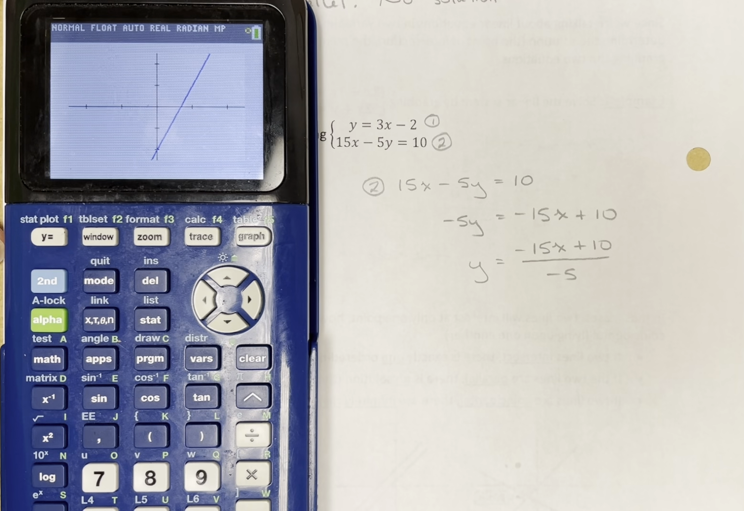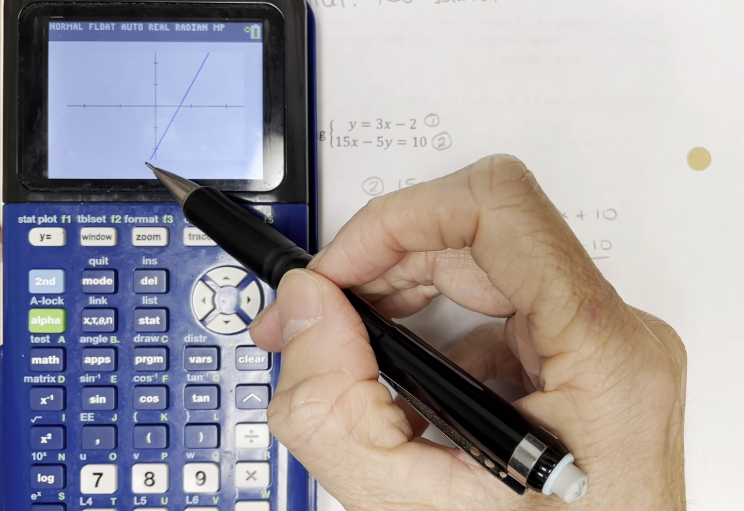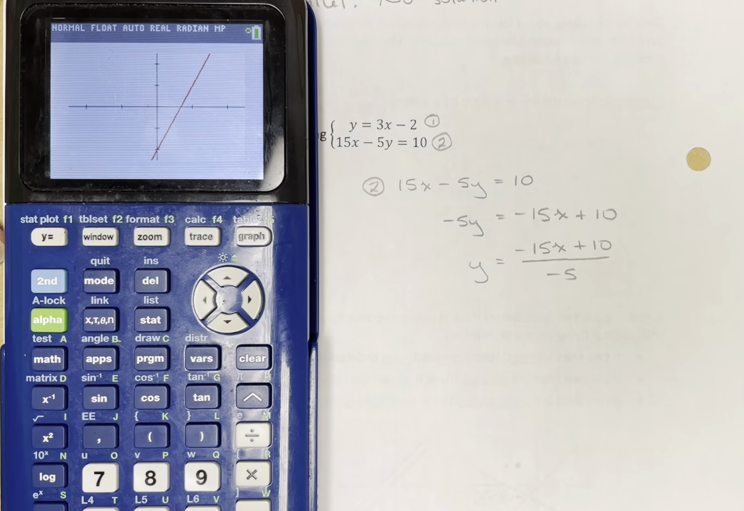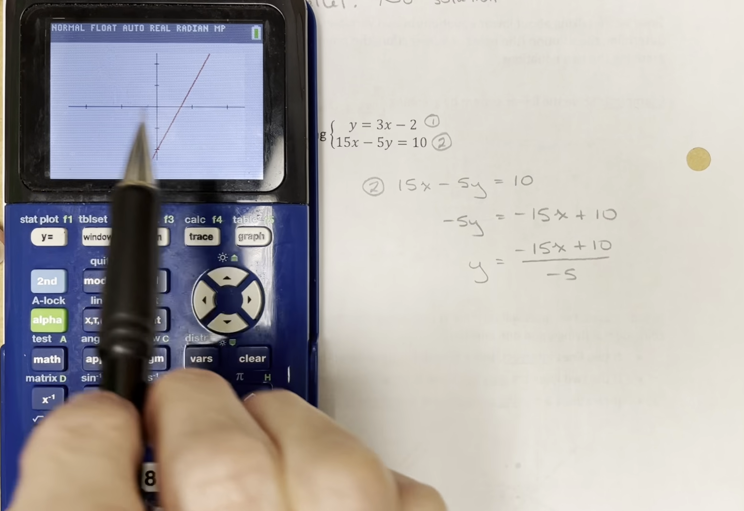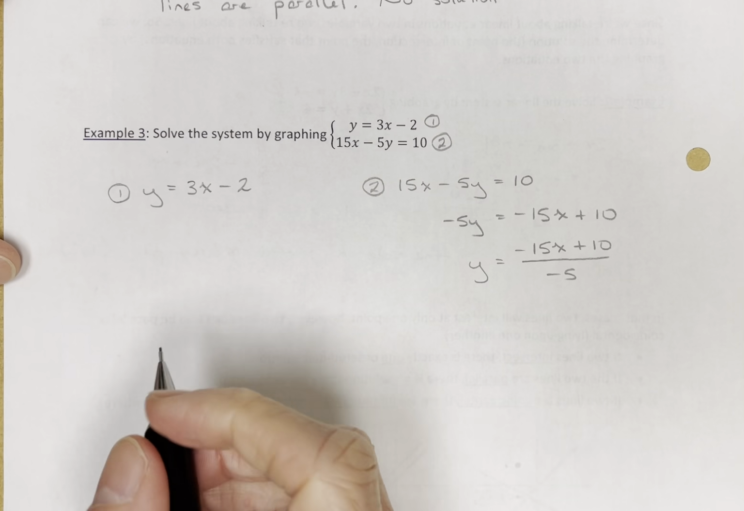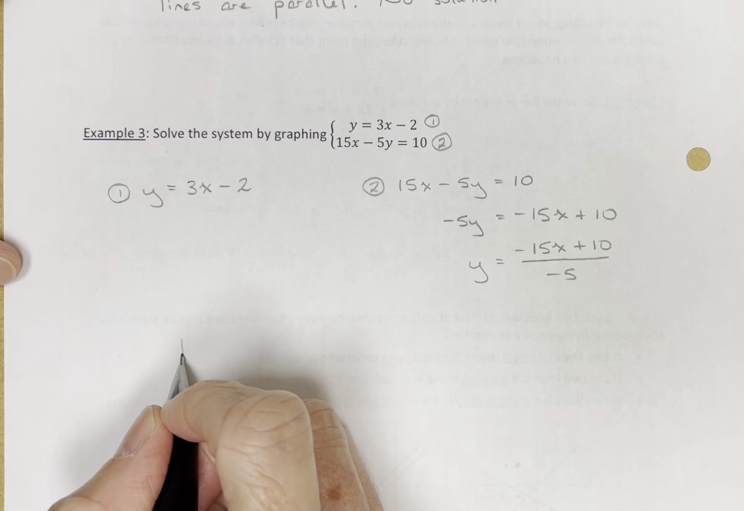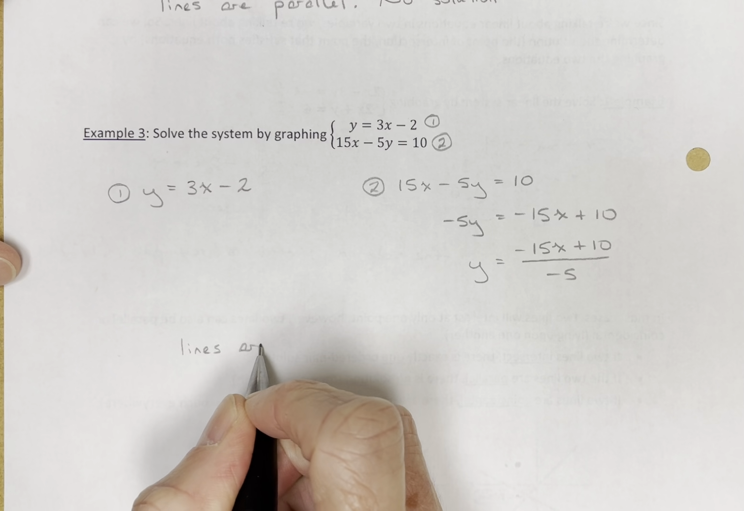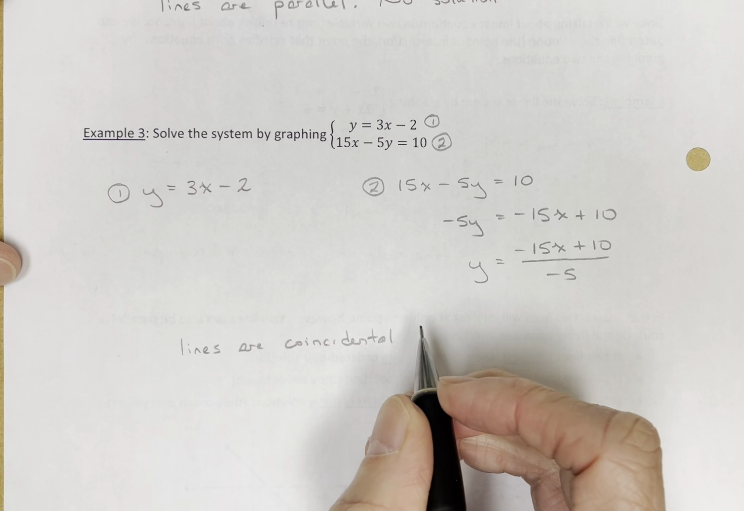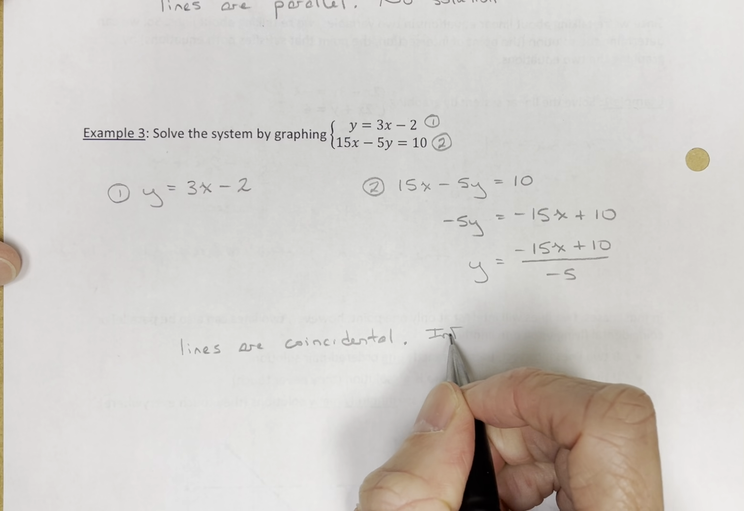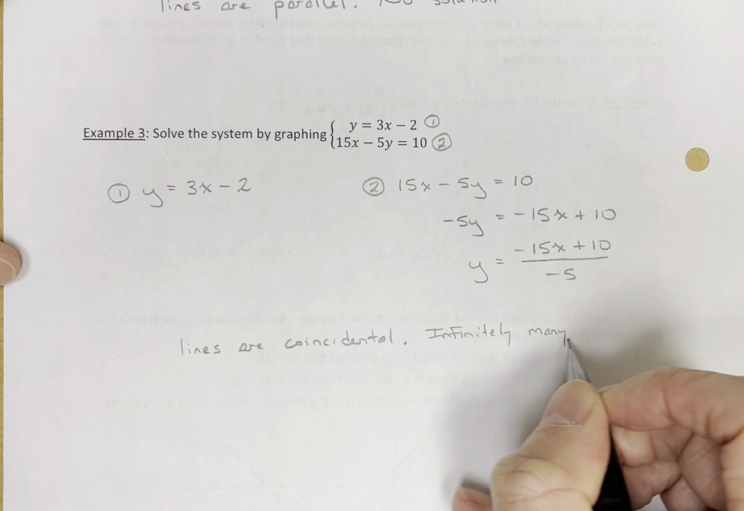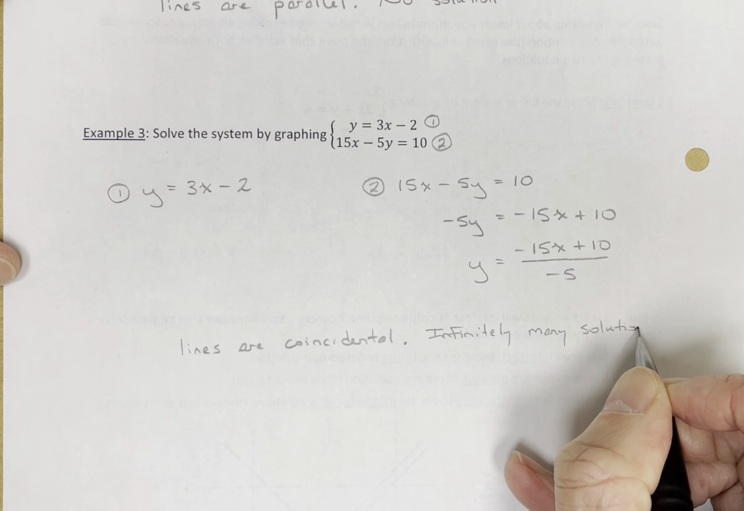Well, there's the first one. And the second one should come out right on top. There we go. The red line is going right on top of the blue line. Okay, so I'm in a little bit smaller window, but you can see it graphed right on top of one another. So, what do we know? Solve the system. Well, the lines are coincidental. One on top of the other. That tells me that I have infinitely many solutions.